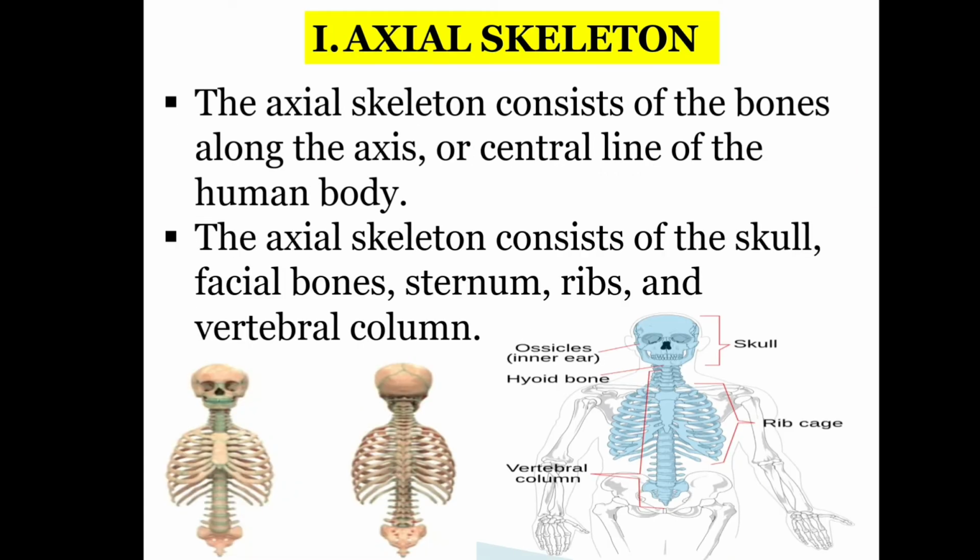Axial skeleton. The axial skeleton consists of the bones along the axis or central line of the human body. It consists of the skull, facial bones, sternum, ribs, and vertebral column. So what are the parts of the axial skeleton? They are the skull, facial bones, sternum, ribs, and vertebral column. Let us discuss each of them in detail.